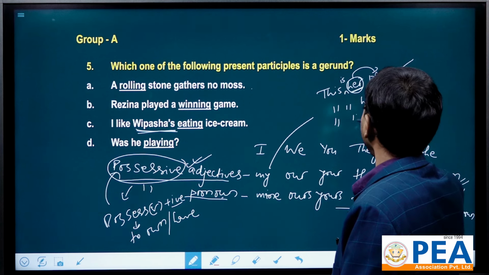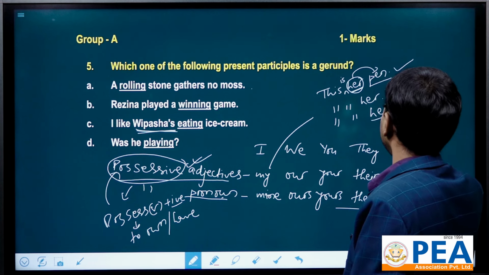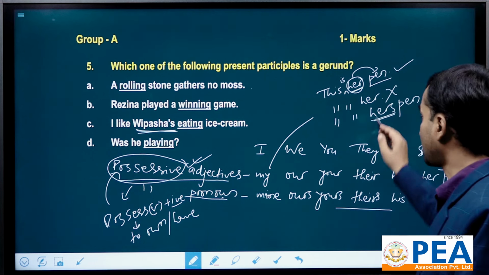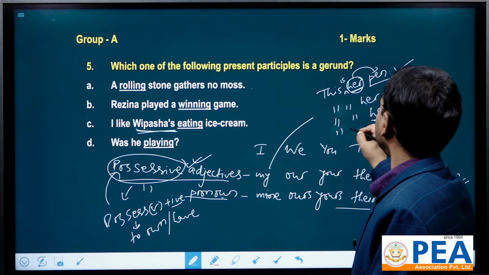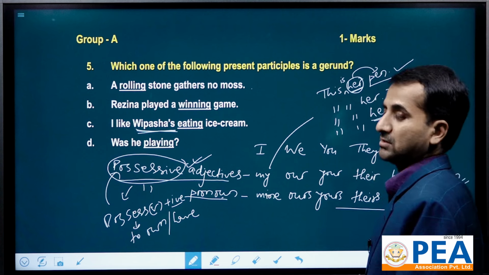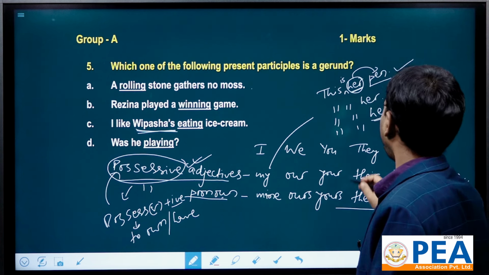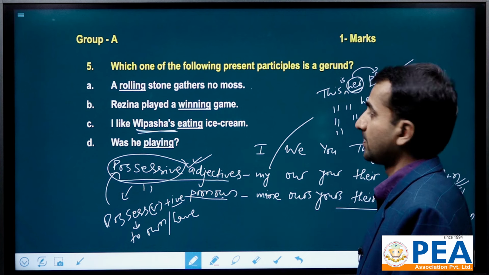Similarly, this is hers pen. If I write this, it becomes wrong because hers is a pronoun and a pronoun never takes a noun or any pronoun after it. But if I write, this is hers, this one is right. Or if I write, this pen is hers, that is also right.